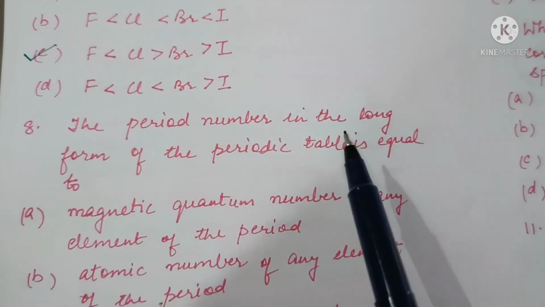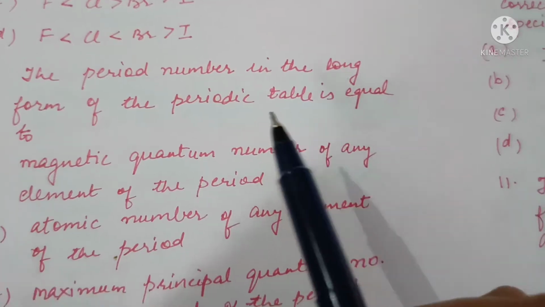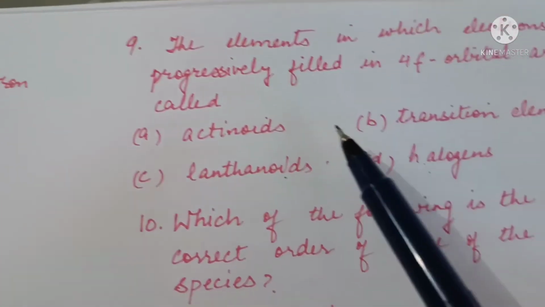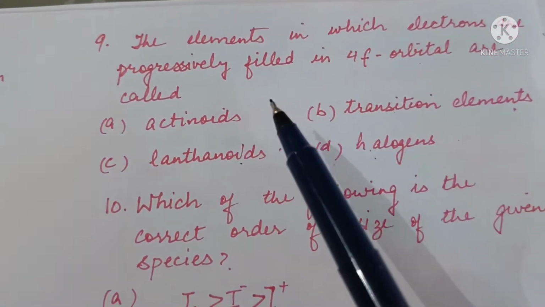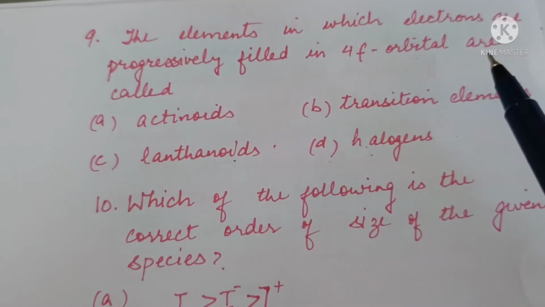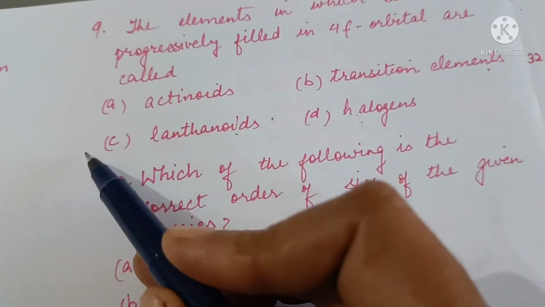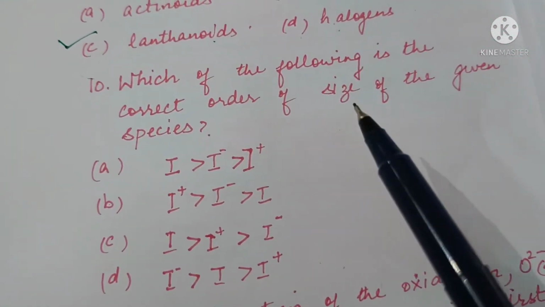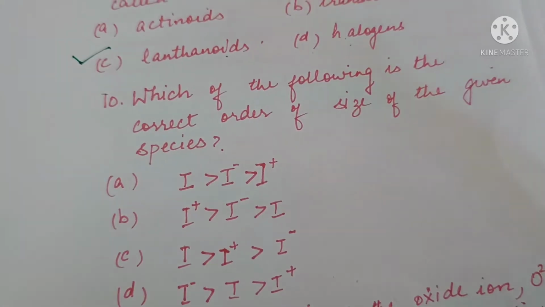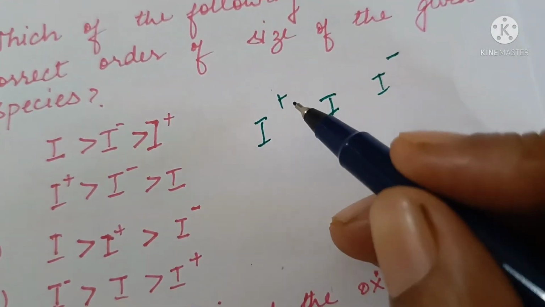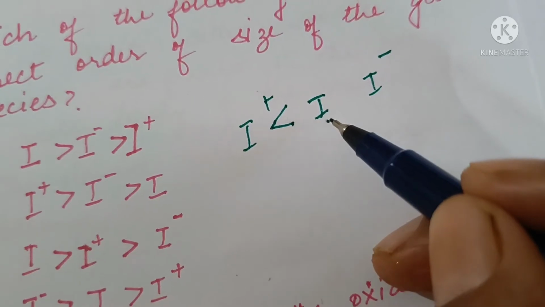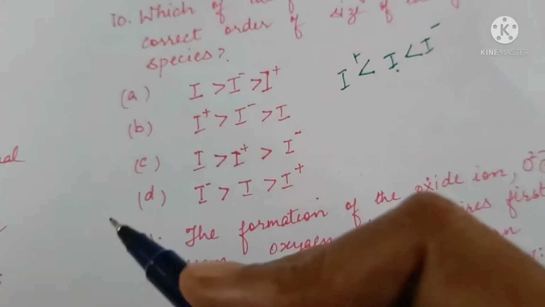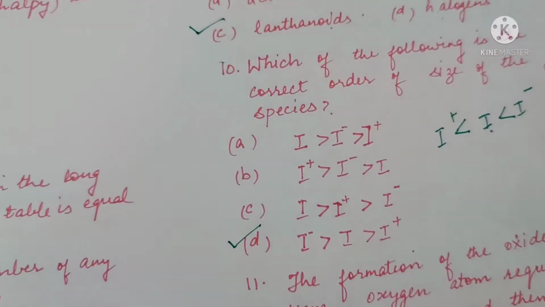The period number in the long form of periodic table is equal to maximum principal quantum number of any element of the period. The elements in which electrons are progressively filled in 4f orbitals are called, so option C is the correct answer. Which of the following is the correct order of size of a given species? We know that cation is smaller in size than the atom and anion is greater in size than the atom. Option D is the correct answer.